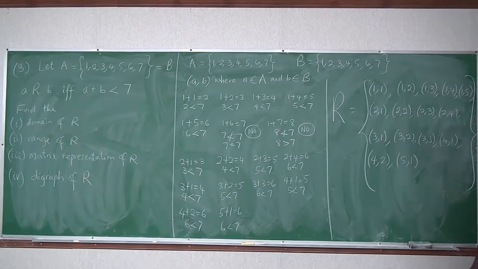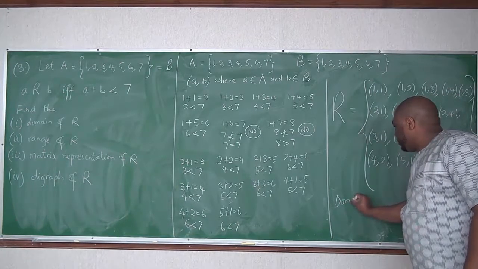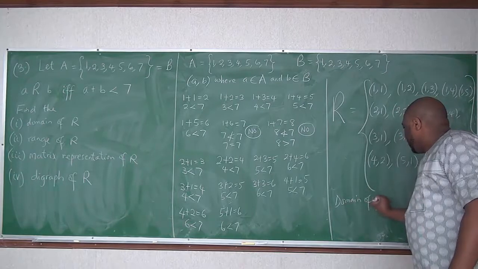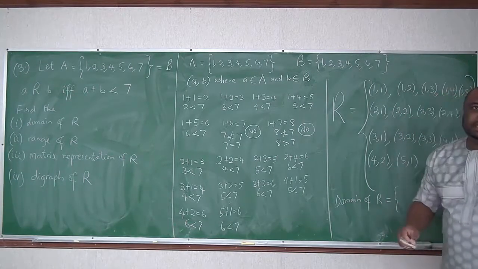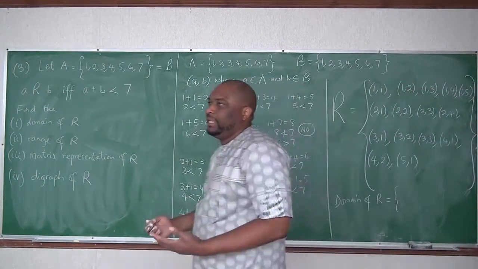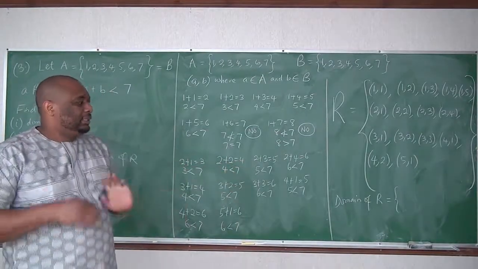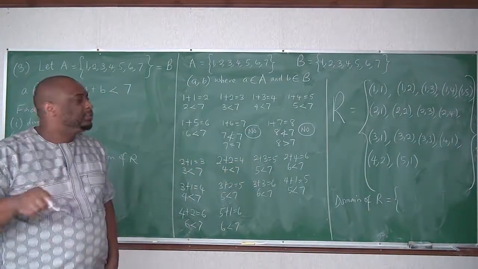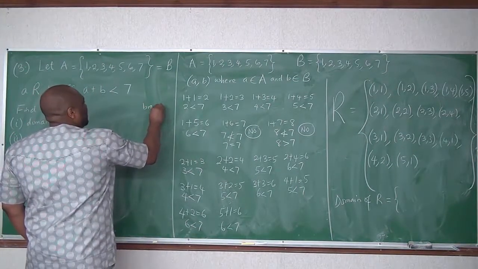Now, what is the domain of the relation? The domain of R would be, the domain is also a set. So we have to use braces. Okay? Anytime we have a set, we have to use braces. In this case, the domain is also a set, so we use braces. Braces. That's this.